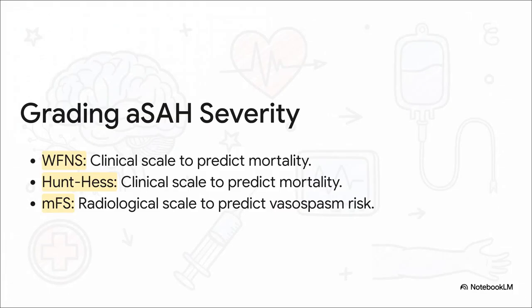All right, so how do we quantify the damage? Well, we use this kind of two-pronged approach. First, we use clinical scales, like the WFNS or Hunt-Hess, to look at the patient's actual neurological state. That helps us predict mortality. At the same time, we're looking at the CT scan with a radiological scale, the modified Fisher scale, which is really good at helping us predict the risk of one specific complication down the line, vasospasm.